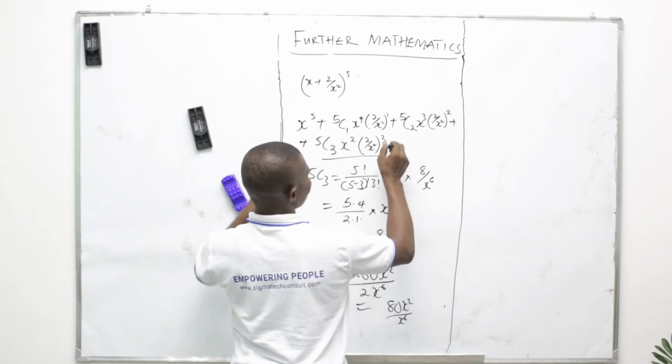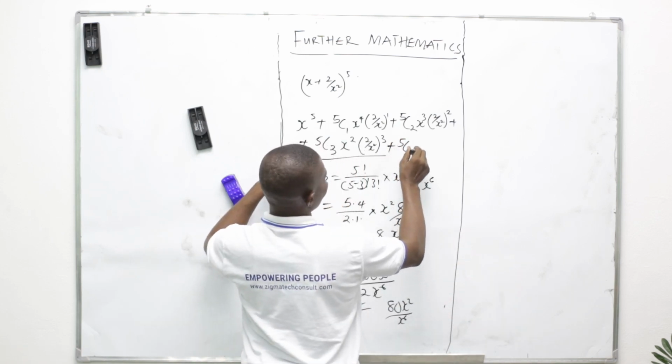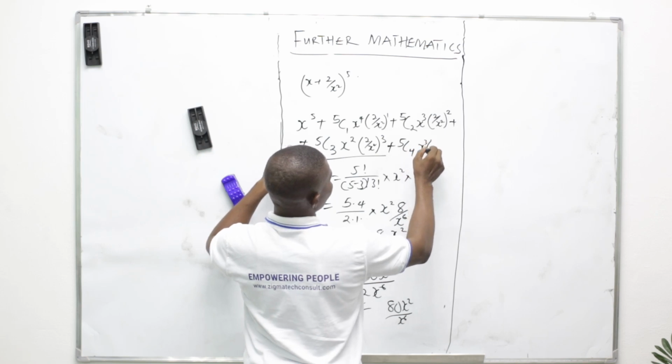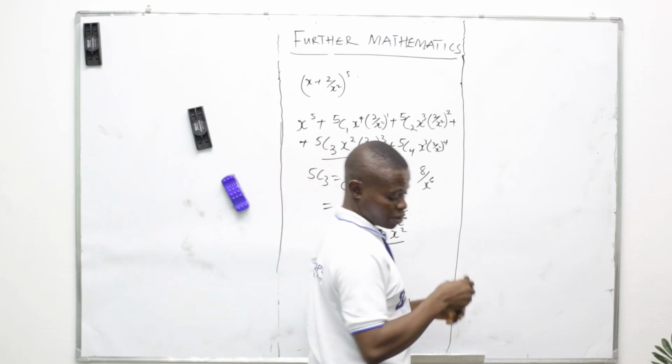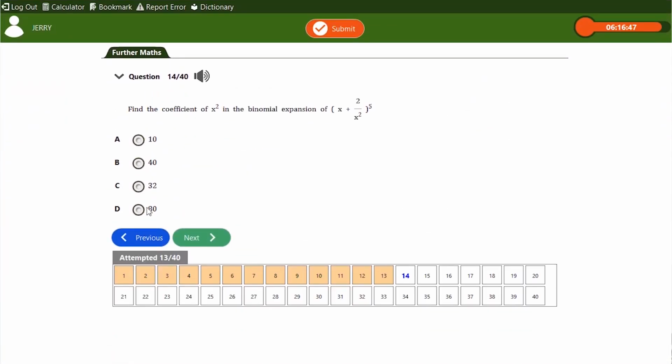But then you can finish all the expansion. 5 combination 4 into x cubed 2 all over x this. Okay, it's not necessary. So our answer is 80.